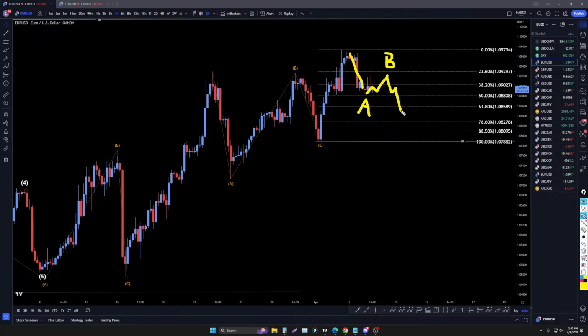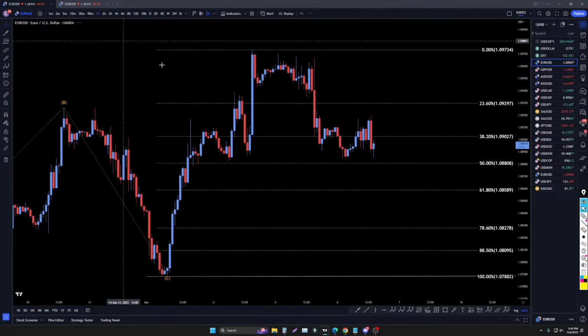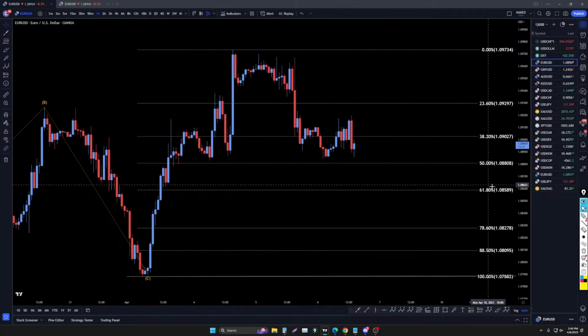And I really do think it's probably going to go down to make a C, probably at one of these fib levels. I bet tomorrow's London session is when this will start making that wave C. And by New York session, I bet we'll be ready to end the correction and continue the uptrend. So like I said, I'm still betting that tomorrow we're going to end the correction and that the euro dollar is going to continue its uptrend.